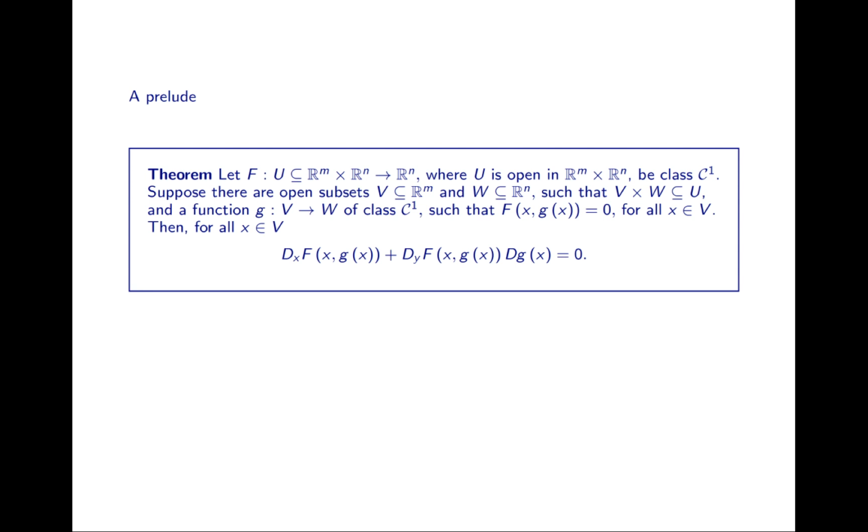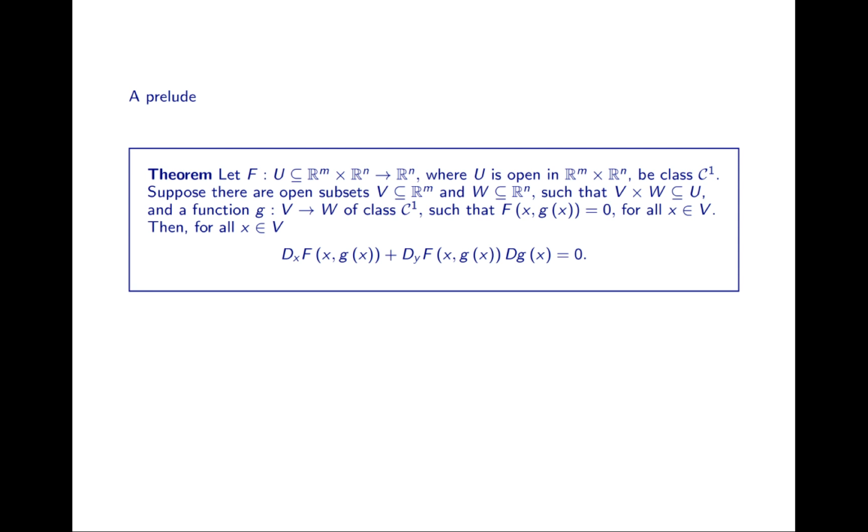So before we get to the implicit function theorem, in other words, when does a mapping like the mapping from R2 to R that we saw in the case of the circle, when set to a constant, define some implicit function? Before we get to that theorem, let's enjoy a prelude. Suppose f maps some open set U in Rm cross Rn. In other words, f maps a vector in Rm plus a vector in Rn to a vector in Rn.